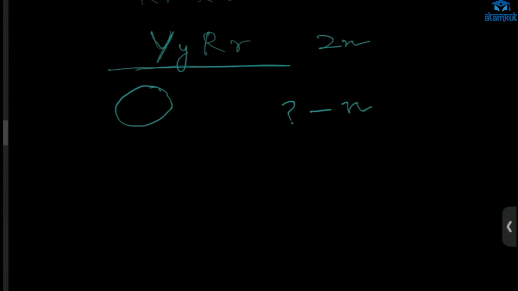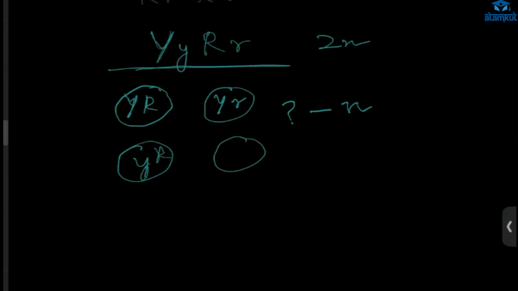Here itself you can see, you can take capital Y and capital R, then capital Y and small r. Next case you can take small y and capital R. That type of gamete will come. And next, small y, small r. That will be four. These four are the gametes we can keep, okay?